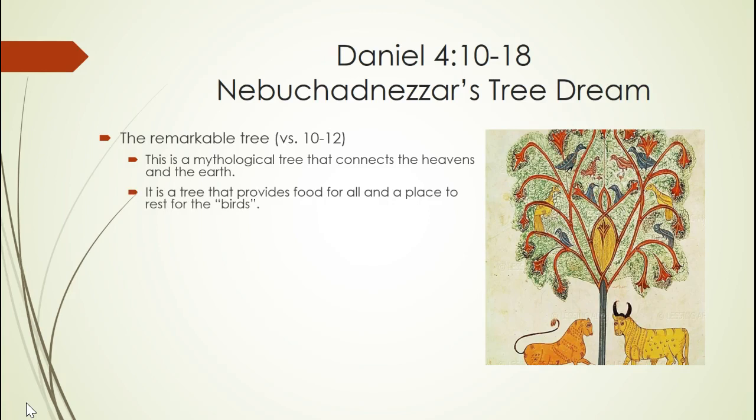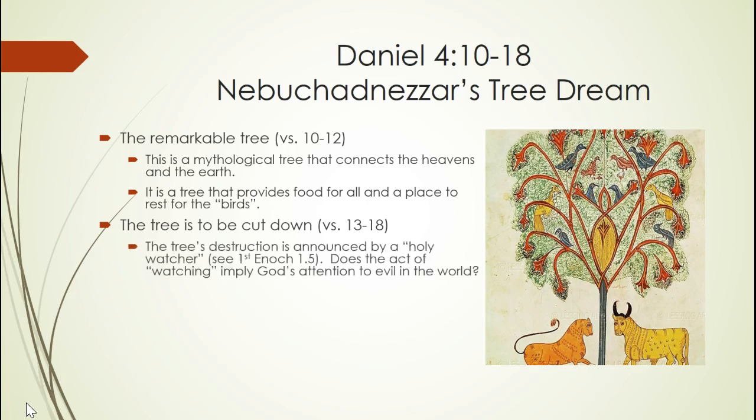It is a tree that provides food for all and a place for rest for whatever the birds might be. So animals and birds here may be representative of something. The tree is to be cut down. So the tree's destruction is announced by a holy watcher.